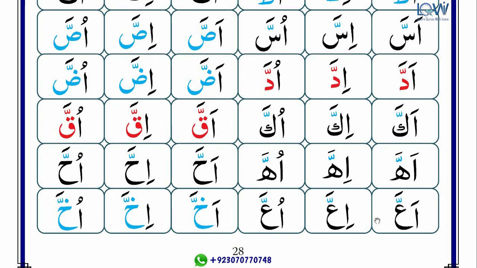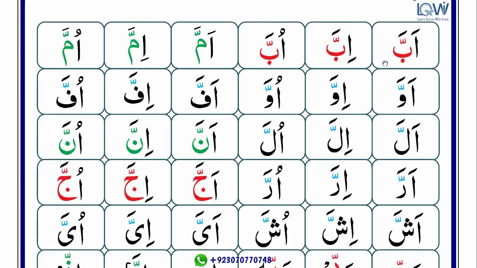So next letter is Ain, and we will read this line without spell. Revise after me. A, I, U. Next letter Akho, Ikho, Ukho. Next letter is Ba. Ba is Kalkala Mushaddad letter, and we will have to read this letter with Kalkala Mushaddad, like with emphasis. So revise after me.